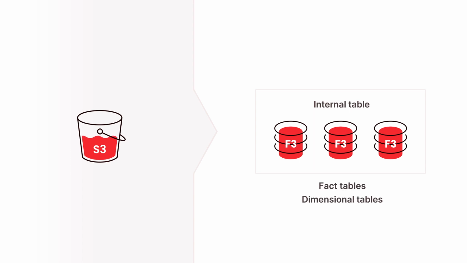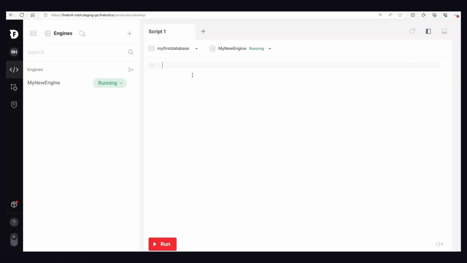This doesn't limit us to dimensional modeling, but it does allow us to alter how tables are stored and managed. Fact tables are distributed amongst the nodes in an engine, while dimension tables are effectively mirrored to each node in an engine. Firebolt offers two paths for ingesting data: the copy from statement and external tables.